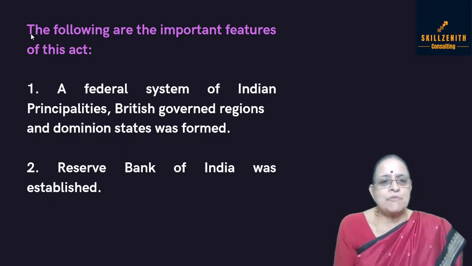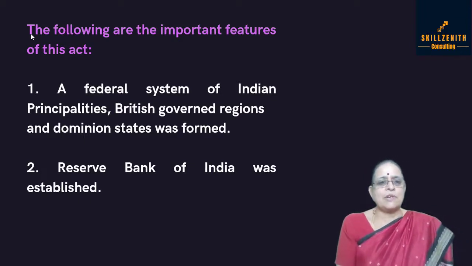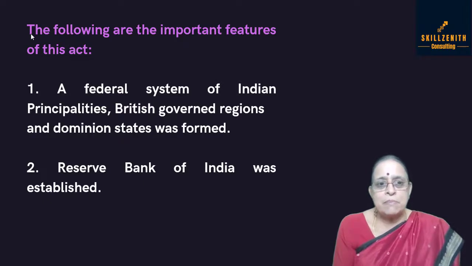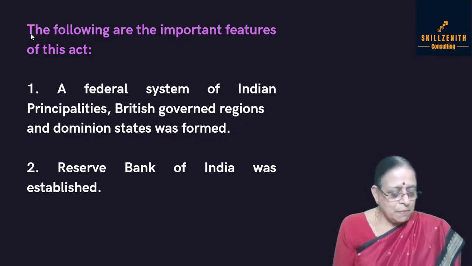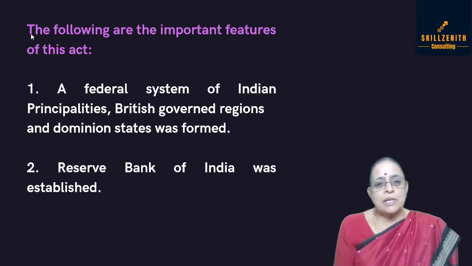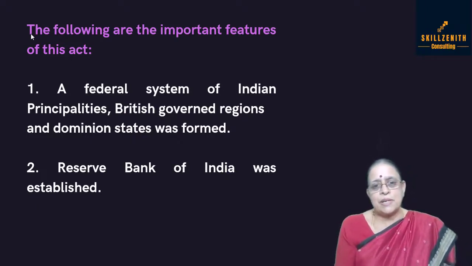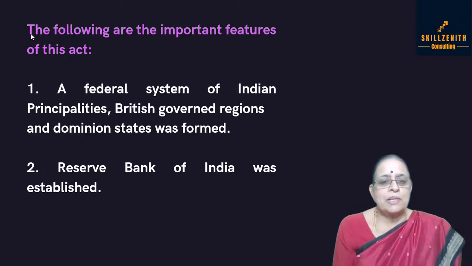A federal system of Indian principalities, British governed regions and dominion states were formed. So when the federal system was introduced, Indian principalities, that is the states of the kings, British governed regions and dominion states were formed. See what happened, some of the states were under the British rule, some were princely states, some were ruling according to their will and wishes. India was divided into so many regions. The federal system was introduced by this act.